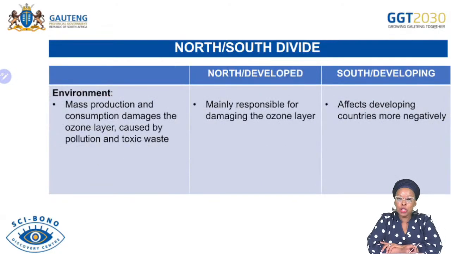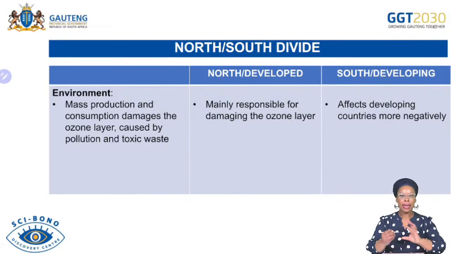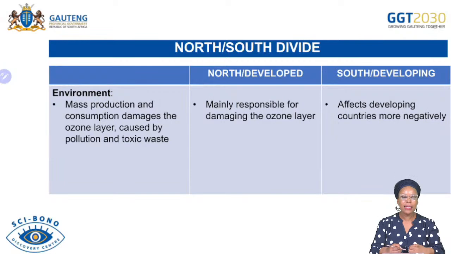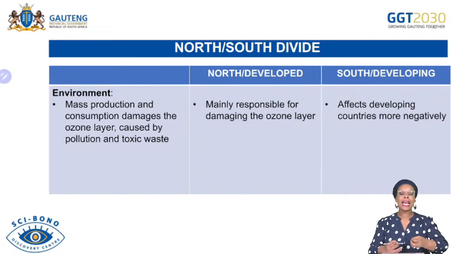Let's look at the issues of the environment. Remember I mentioned that North countries are highly industrialized. They produce goods on mass production, in bulk, in larger quantities. As they are doing this, they are burning fossil fuel, which damages the environment. Because of the high rate of industries that they have, they have a tendency of polluting the air, the water, etc.